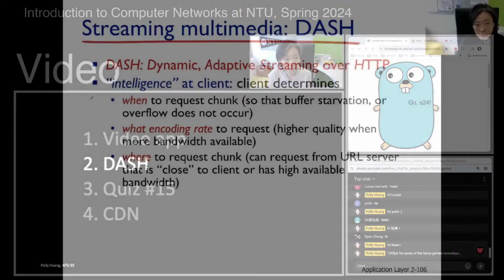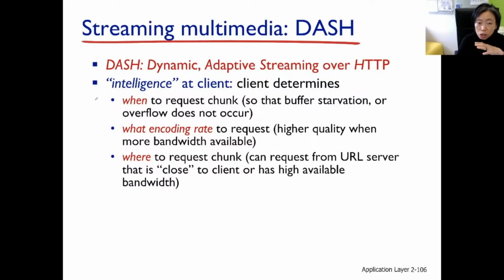Here's the first one. So you heard that the client is actually pretty busy. It's measuring the available bandwidth and deciding what is the best rate of the chunk to download. So bandwidth, higher rate, or lower rate. So this is one of the intelligence the Dash client exercises. There are actually 2 more intelligences that are implemented in the client. The second one is this, where to request the chunk. And the third, when to request the chunk. Let's talk about each of these a bit further next.